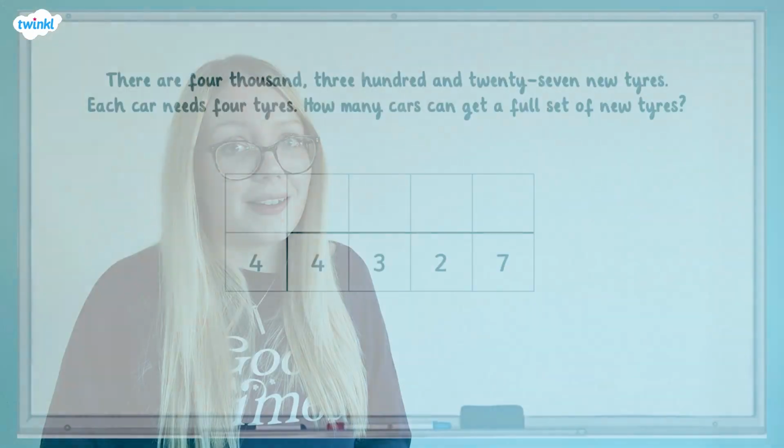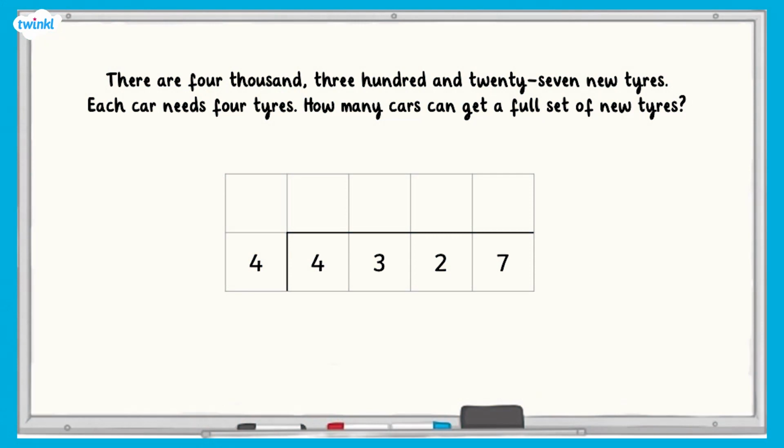Now it's time for a challenge. It's important to know what the remainder represents when solving a division problem. Sometimes the answer must be a whole number. There are 4,327 new tyres. Each car needs 4 tyres. How many cars can get a full set of new tyres? Pause here to solve the calculation. Don't forget, the number will have to be a whole number.